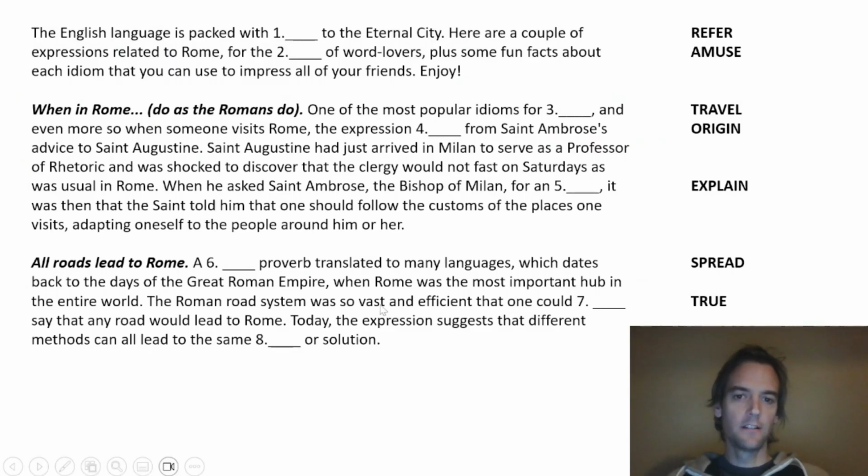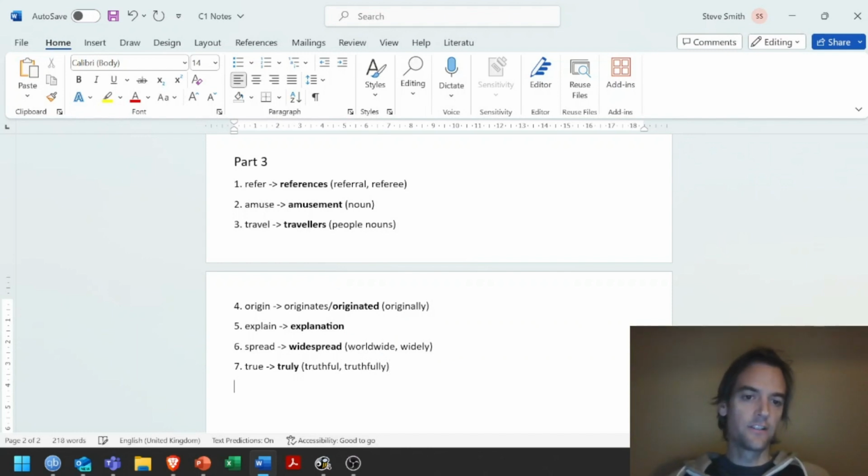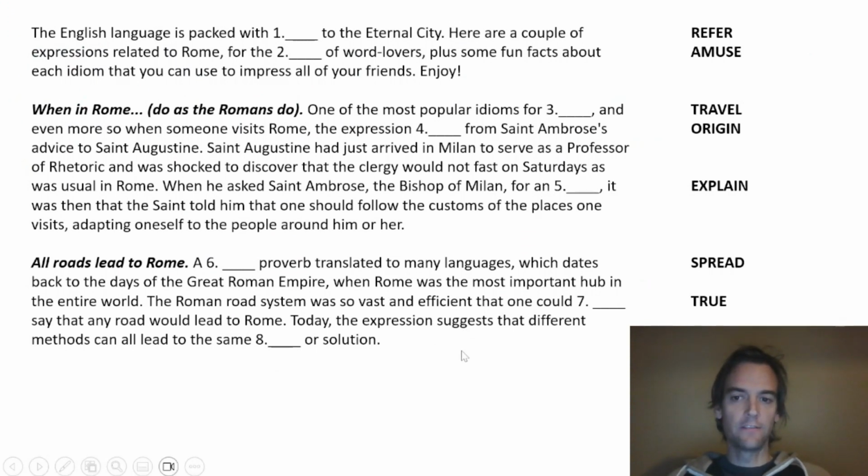Number 7, it was so vast and efficient that you could say any road would lead to Rome. Well, you could truly say that, which, be careful with your spelling. This is again why it's on the exam, because it's irregular. We don't have an E. I wrote it as a trick. Right? I didn't spell it badly and get corrected by Microsoft Word, but we know true becomes truly, which is why it's on the exam, because it's one of these little irregular words. Other possibilities that you might see on the exam with true would be truthful or even truthfully, and you could actually say truthfully for this question because you are saying it truthfully, full of truth.